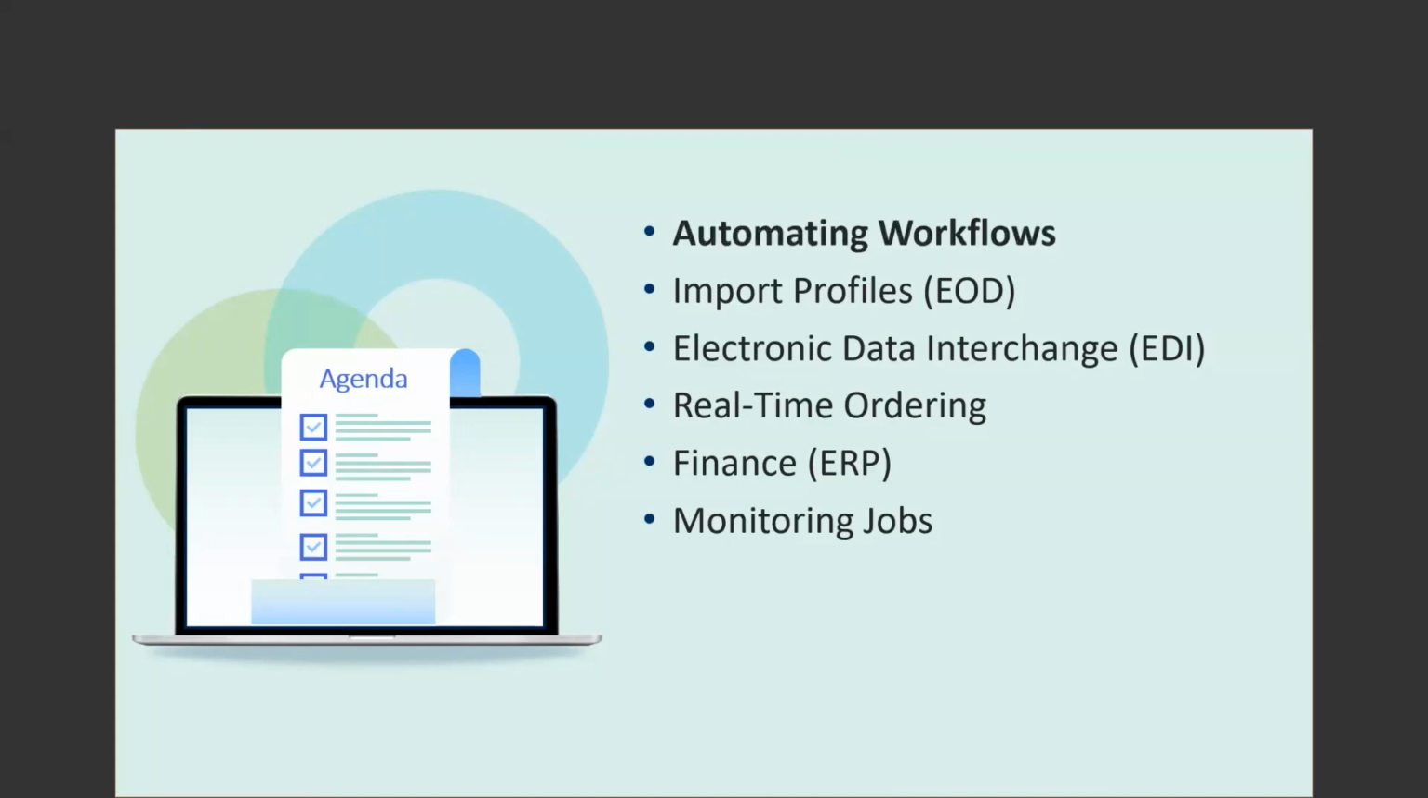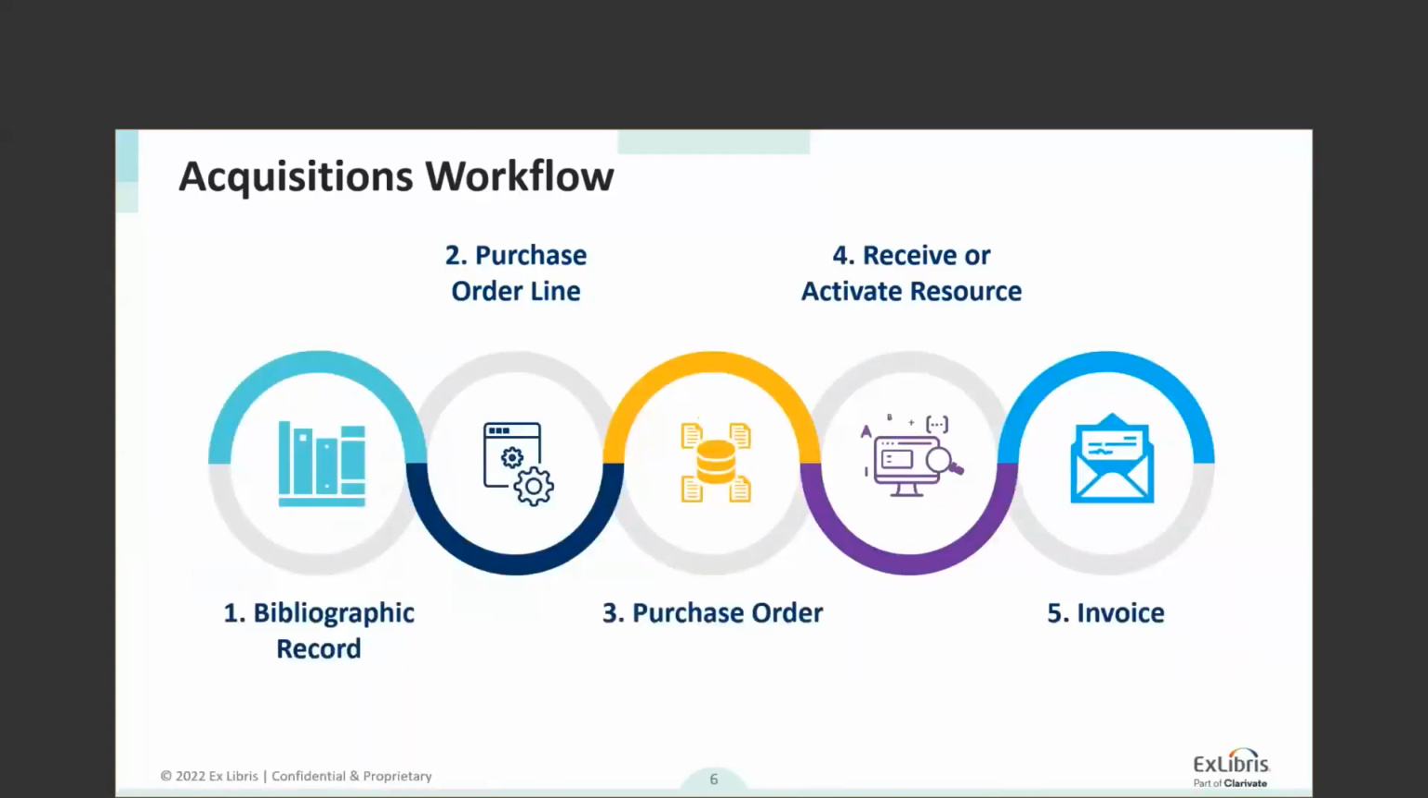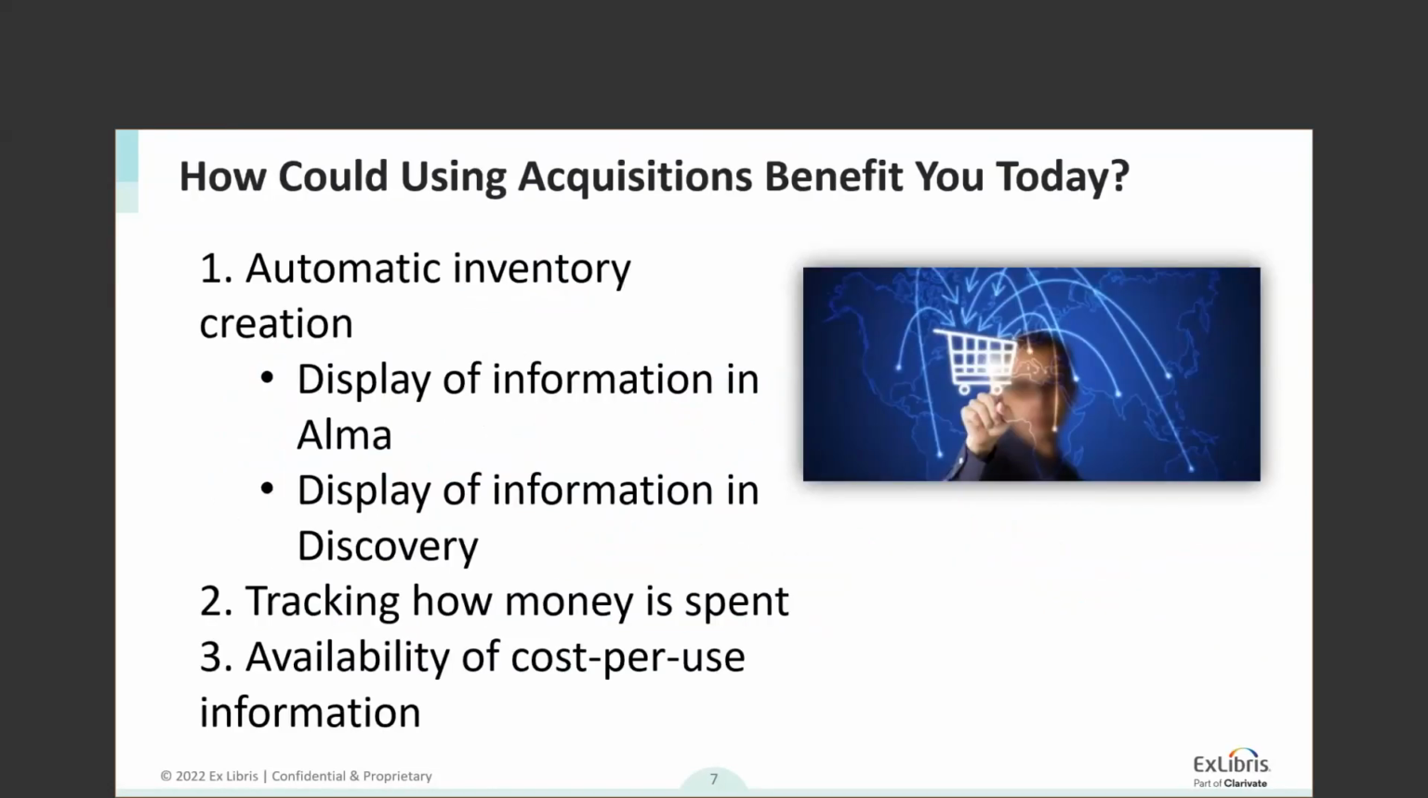So let's start with automating workflows. We've gone through our whole workflow. Started with that bid record, ended with that invoicing of our materials, monies are spent, and we close the transaction cycle. Invoices are closed, PO lines might be closed, they might be waiting for renewal if they're a subscription.